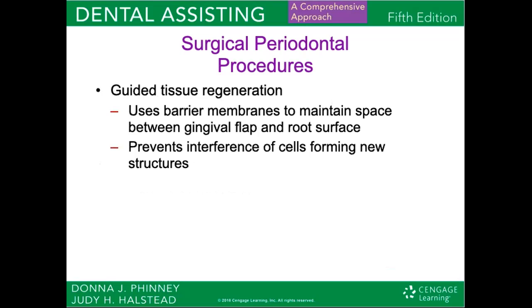Guided tissue regeneration uses barrier membranes to maintain space between the gingival flap and root surface, and it also prevents interference of cells forming new structures. This technique promotes the delay of epithelial migration and gingival connective tissue from the surgical site in order for new cells to form and regenerate new tissues and structures, such as the cementum, the periodontal ligament, and alveolar bone.